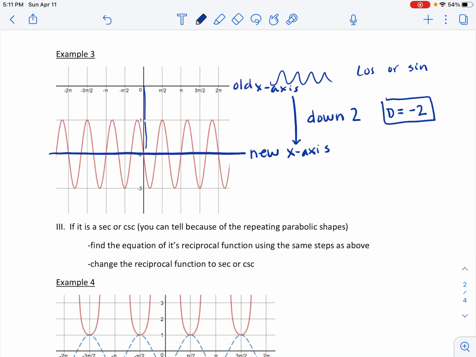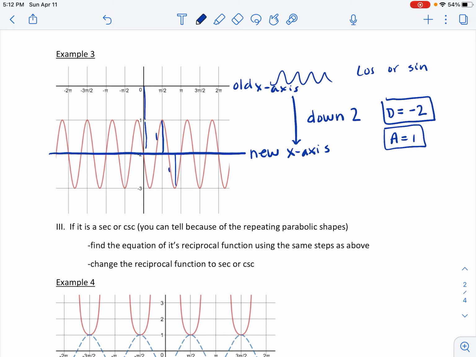All right, now let's figure out the amplitude here. Remember, the amplitude is the distance from the new x-axis to the highest point and the new x-axis to the lowest point. Looking at both of these, we're going up 1, down 1. That means that my A is 1. We can just kind of start filling it in here. So my amplitude is just 1.